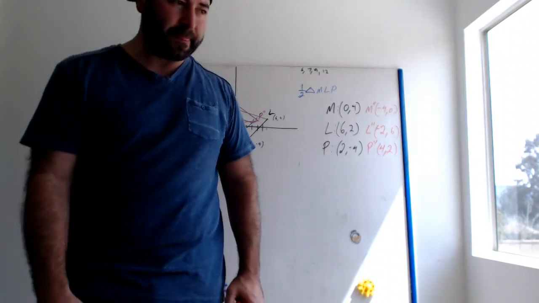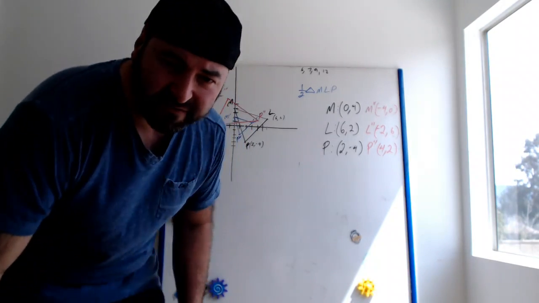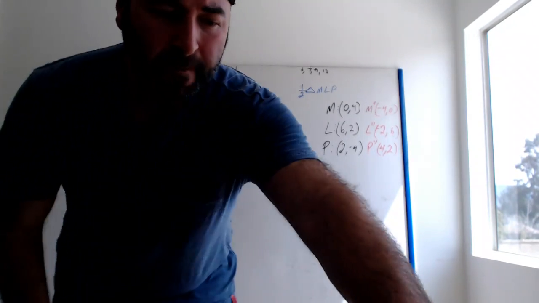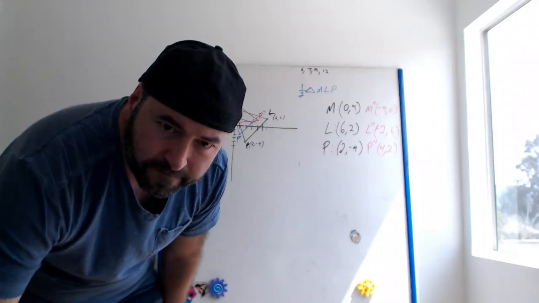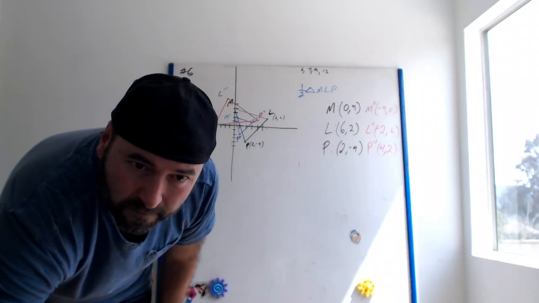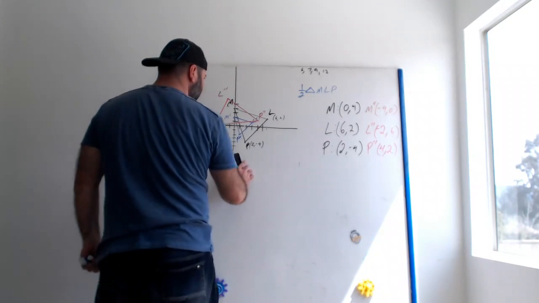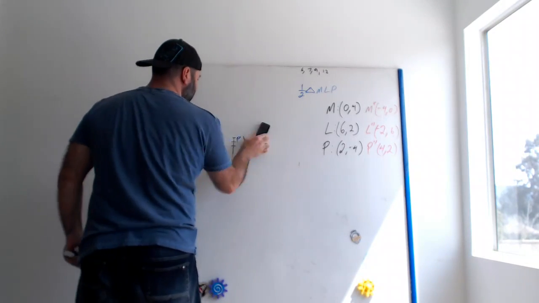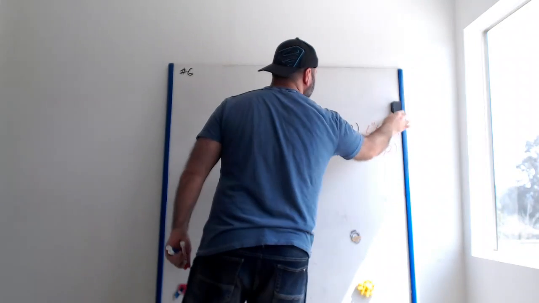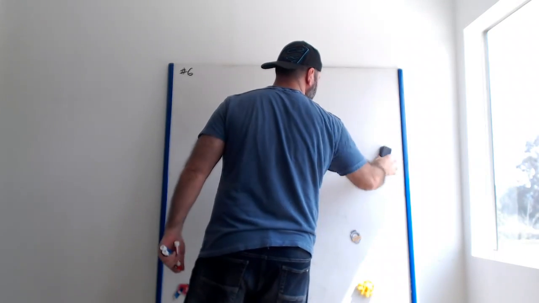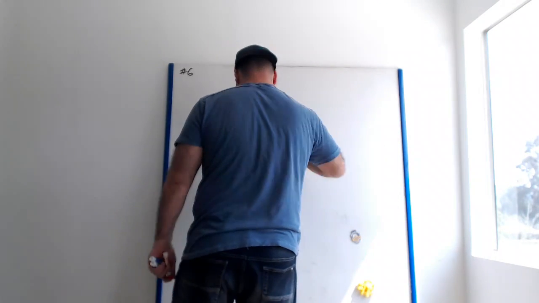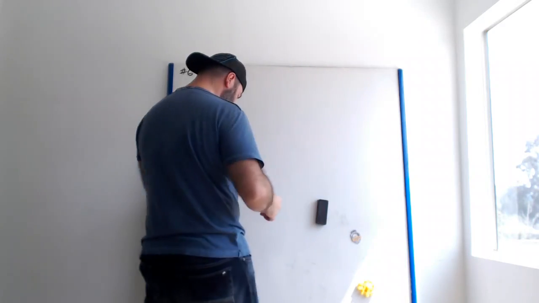Okay. Let's take a look at number 7. We have a right triangle that's cut.